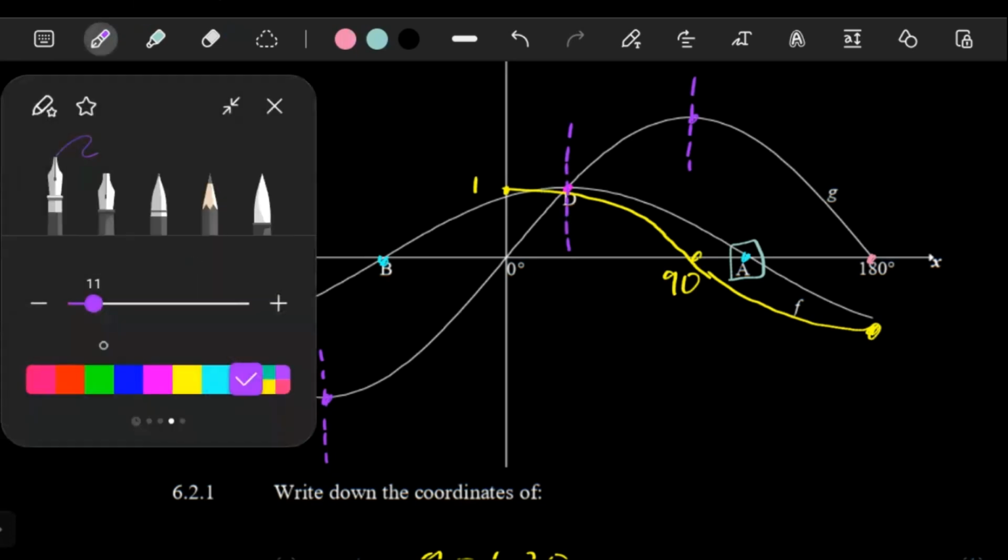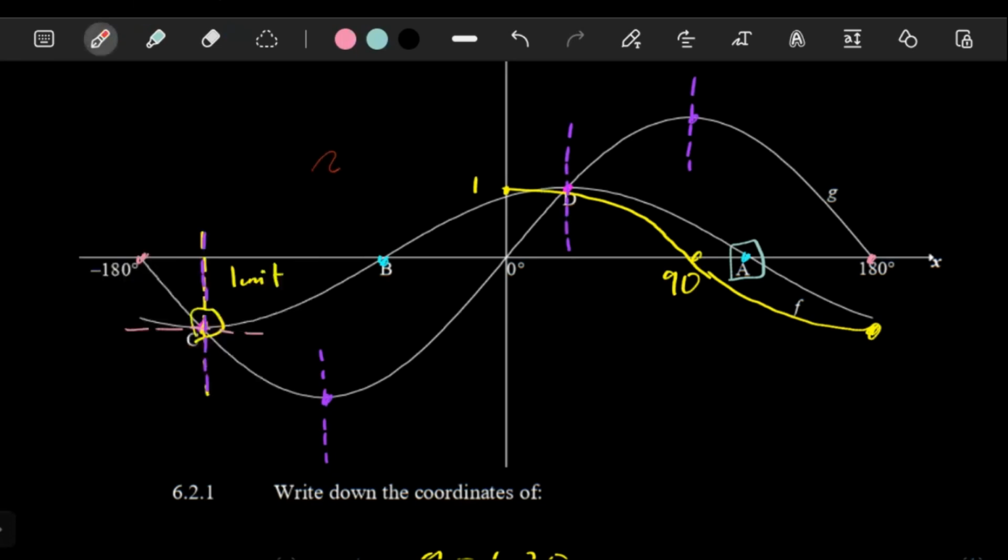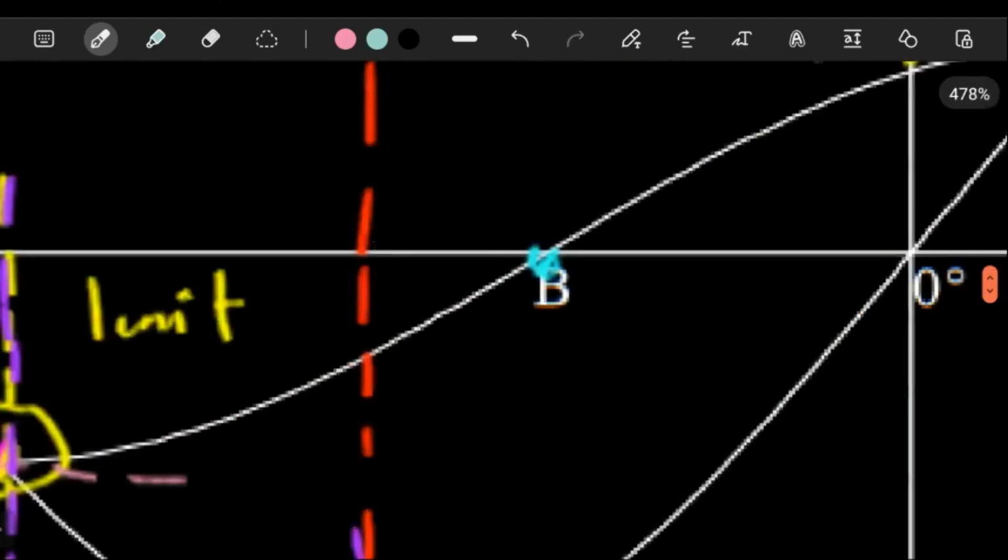And it looks like the section where they are both increasing at the same time is this one. There's this x value here, and there's this x value there. The x value here is straightforward. It's between negative 180 and 0, that's like negative 90. So let's put here negative 90.